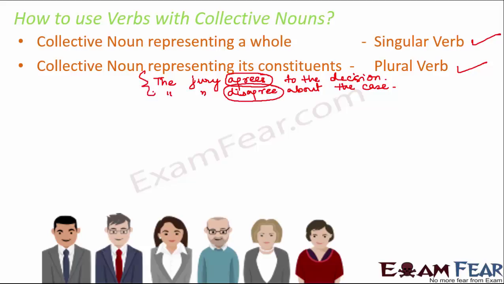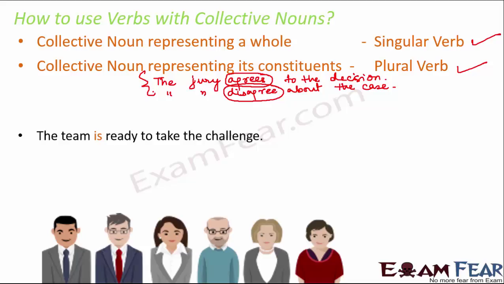Now this is very, very interesting and confusing as well. So whenever you have a collective noun where the verb shows that the collective noun is representing a whole, in that case we use singular verb. But in cases where the collective noun is trying to represent its constituents, then a plural verb is used. Let's take one more example.